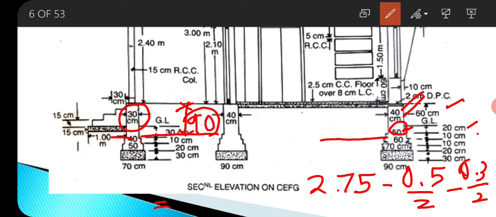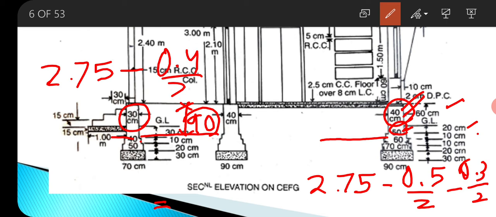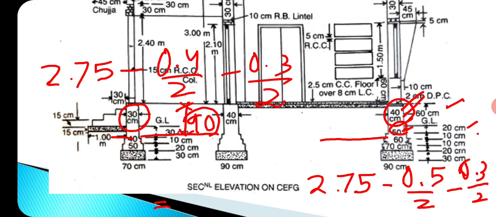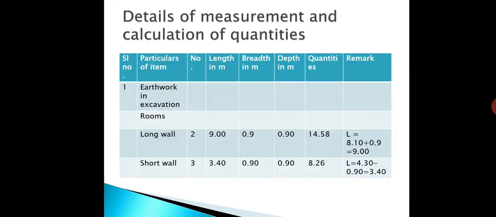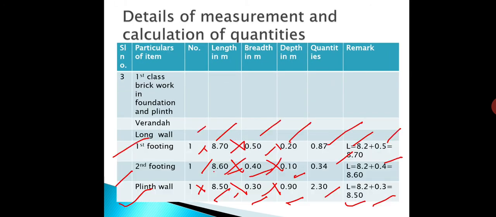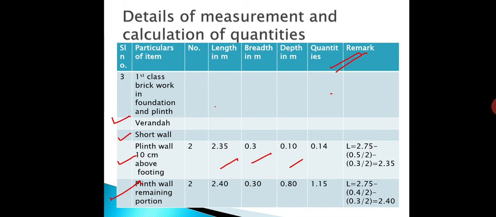Then for the rest portion, that is for the next 80 centimeter, there is a presence of 40 centimeter wall. So from the center line length for the rest portion, we will subtract 0.4 by 2 and 0.3 by 2. Clear? Okay. So the same thing is written here.